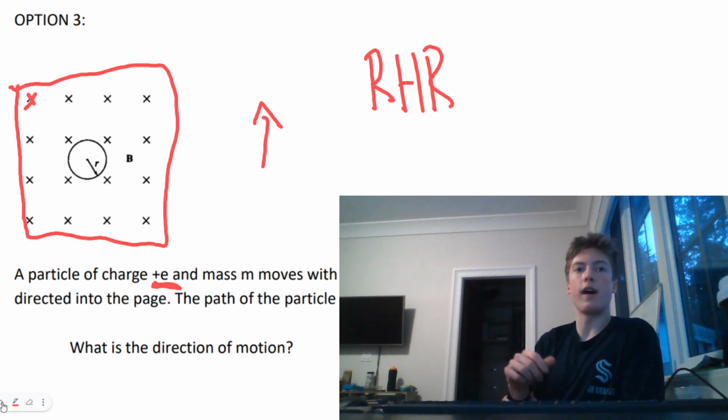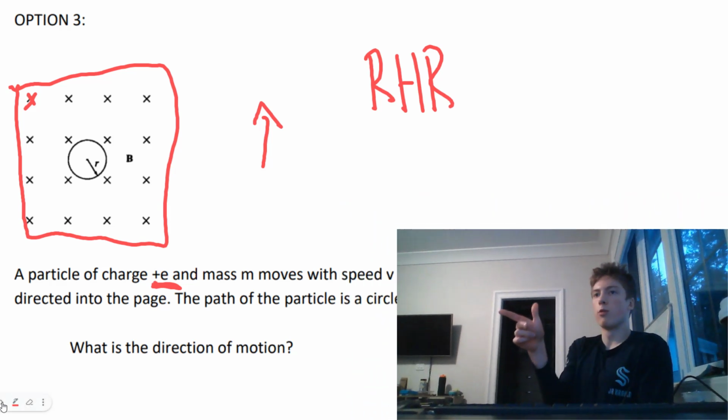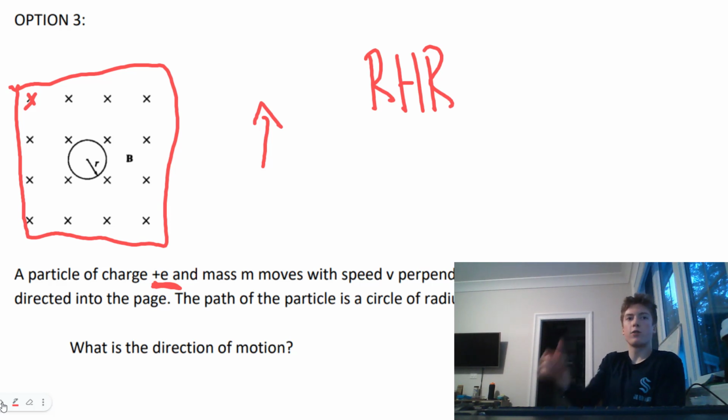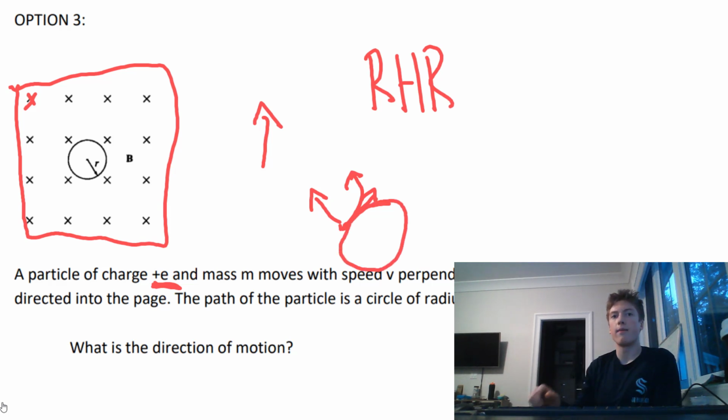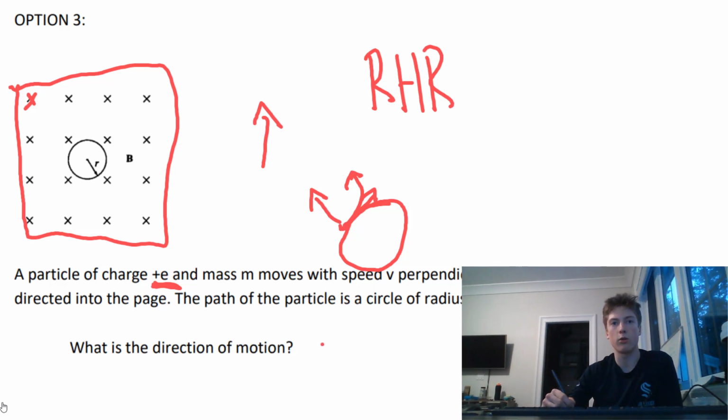But let's say we were going the other way. We're going this way. Then the force is directed outwards. The force is directed outwards when this particle is going this way. The particle would instead want to curve that way, forming a different circle than the one we have. The circle we have right now is going like that. So that's why that wouldn't work. So that means the direction of the motion has to be counterclockwise.